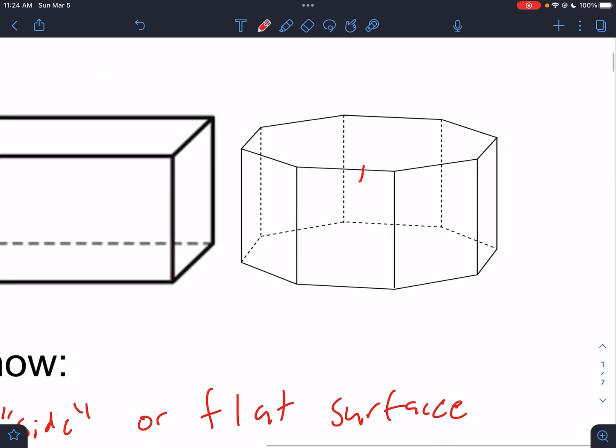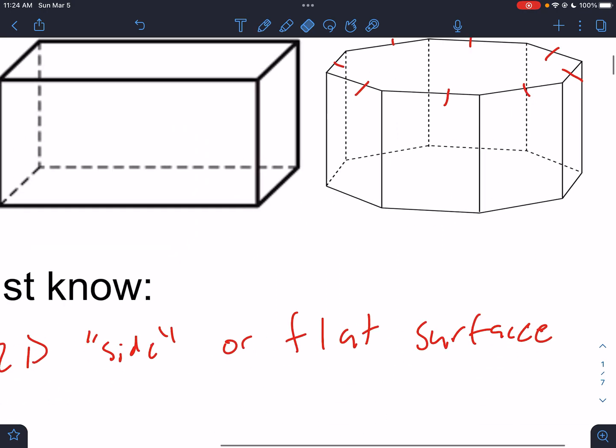Whereas this guy, 1, 2, 3, 4, 5, 6, 7, 8, has 8 rectangles and 2 octagons. This guy has 10 faces. So you need to know what a face is.